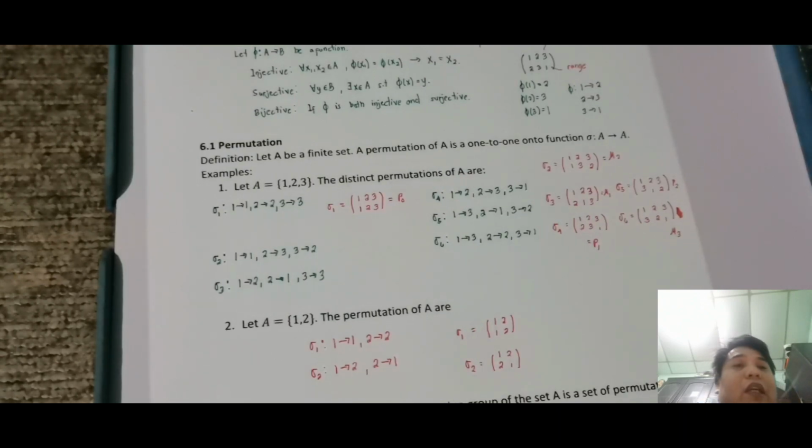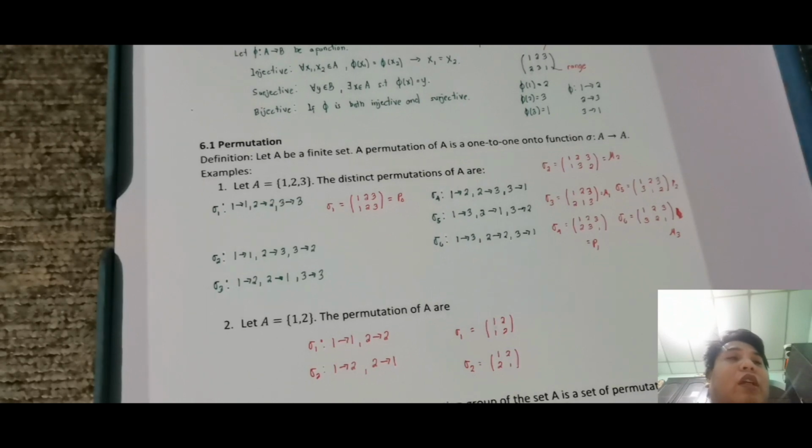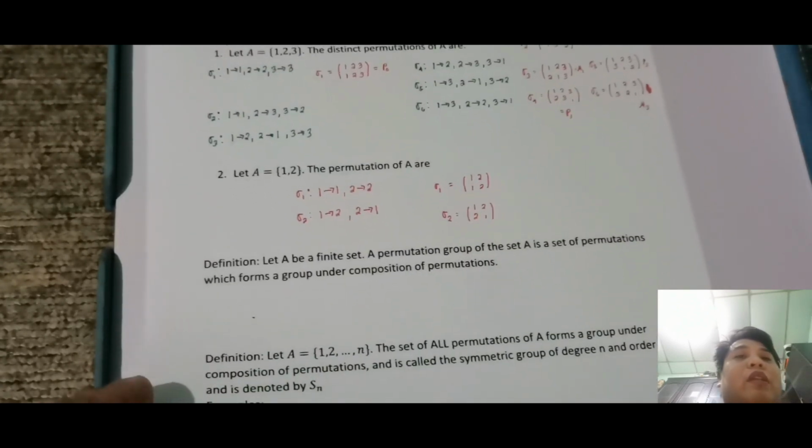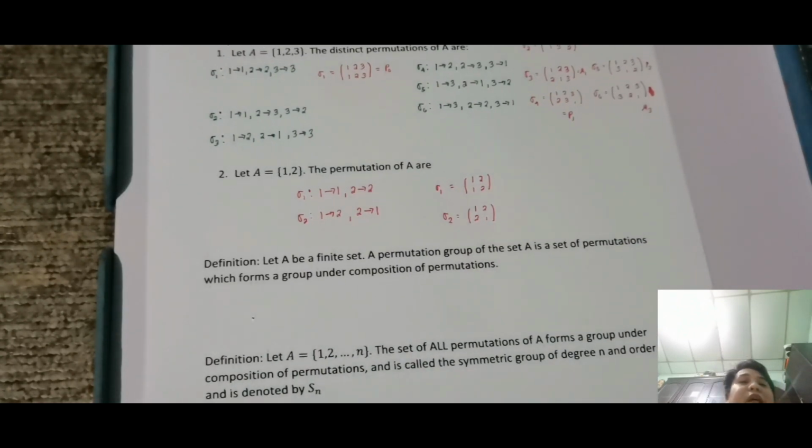So now, proceed pa tayo sa more specific definition. So again, kung paano mo kino-compute or paano tayo nagko-composition or nagsosolve last time nung D3, ganun lang din natin gagawin dito since naka two-line notation siya. So okay, check natin sa ating definition. Definition: let A be a finite set. A permutation group of the set A is a set of permutations which form a group under composition of permutation. Okay, so similar din naman sila nun.